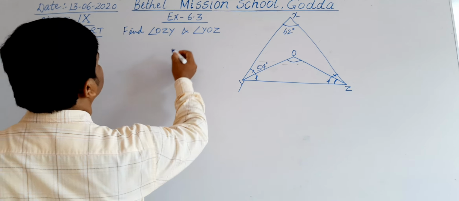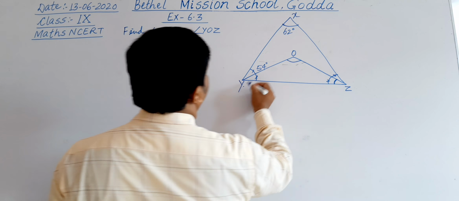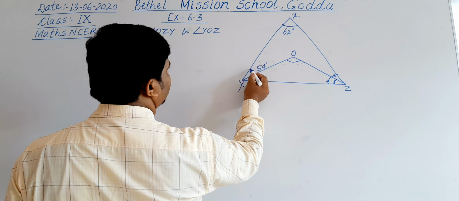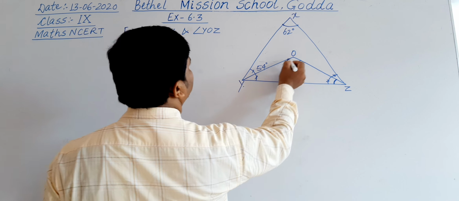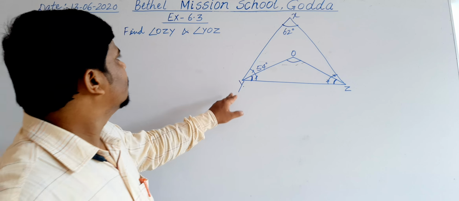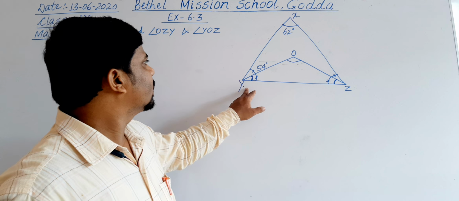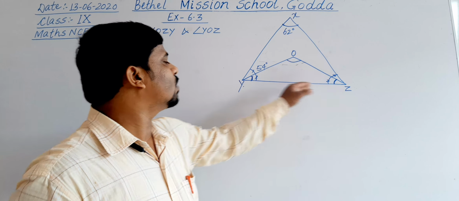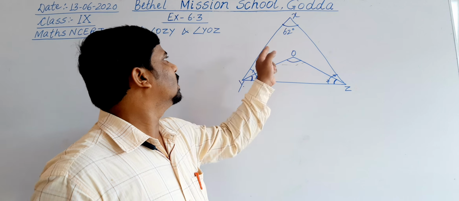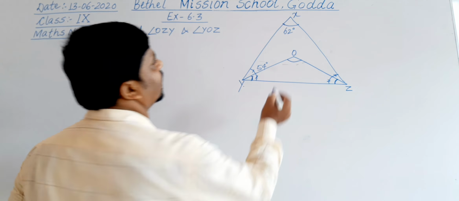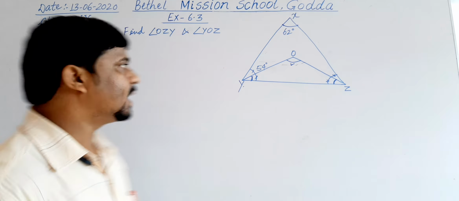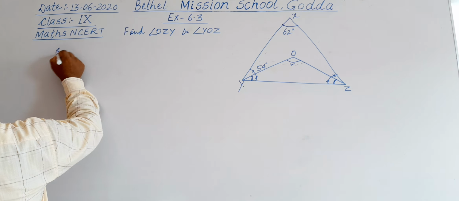Okay? After that, YOZ. This whole angle is 54 degree, and because YO bisects this angle, we can find this angle. And by using the property, angle YOZ will be equal to 90 degree plus half angle X. By using that property we can get this angle, and after that, by the angle sum property of a triangle, we will find this angle. Okay, so let's see the solution.